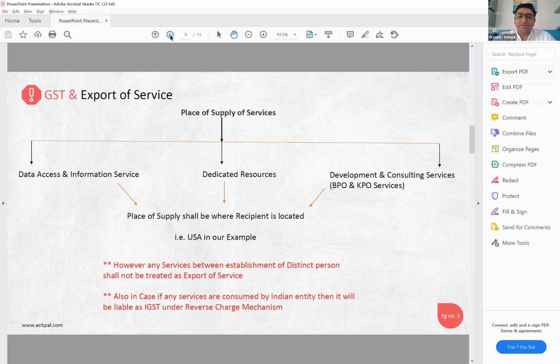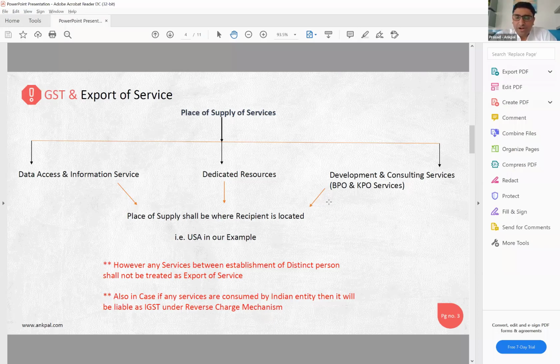First, any services between establishments of distinct persons shall not be treated as an export of services. On the place of supply, I'll repeat the last point: what is your place of supply? Where the recipient, to whom you have provided the services, is located, that would be your place of supply. And if it is out of India, you will be eligible for the export of services benefit. Now, two important points to take into account. One, the transactions of export of services should not be between distinct persons, so they should be between unrelated parties. Say A has a branch in the USA and provides services to it; then it would not be treated as an export of services.